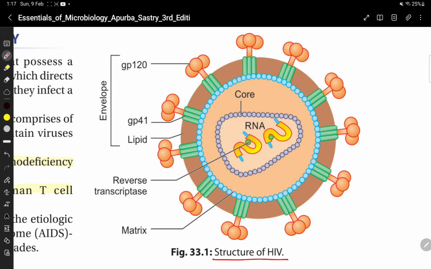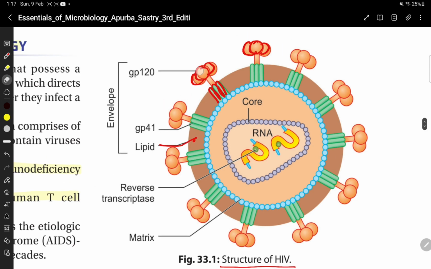Structure of HIV. The envelope of HIV consists of glycoprotein 120, glycoprotein 41, and lipid.